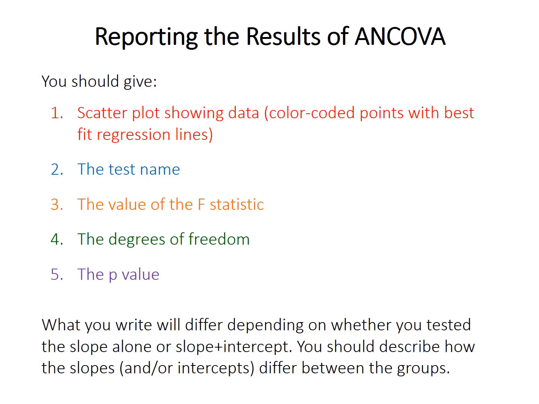You should also, of course, report the test name and the F statistic, the degrees of freedom, there are 2 of them for an F statistic, remember, and the p-value. And so if you tested 2 models, one for slope, and then if that was okay, you moved on to the intercept one, you will have an F statistic, degrees of freedom, and a p-value for each of those 2 models. You would want to talk about them one and then the other, or whichever one is relevant to the question that you're asking.